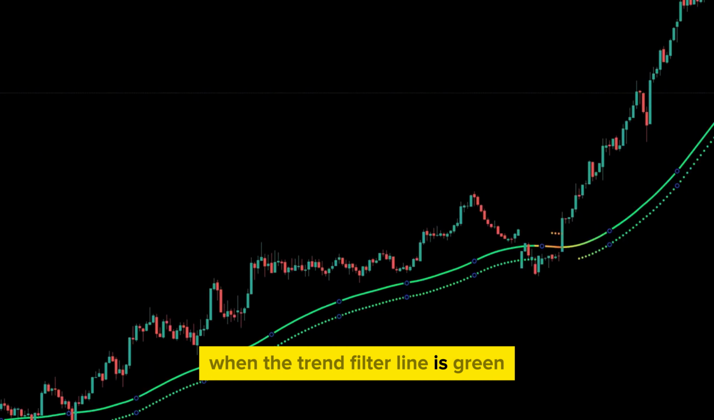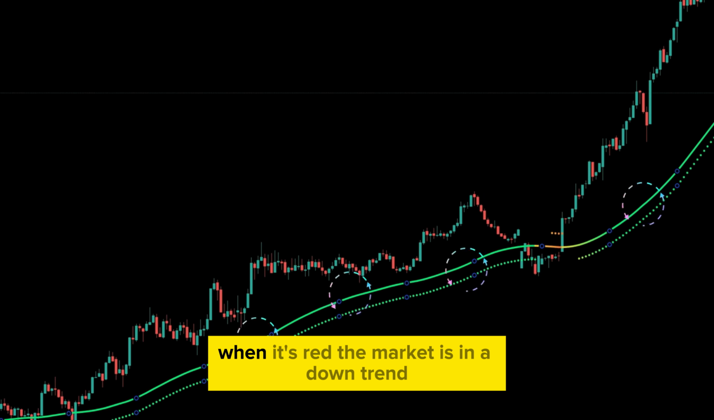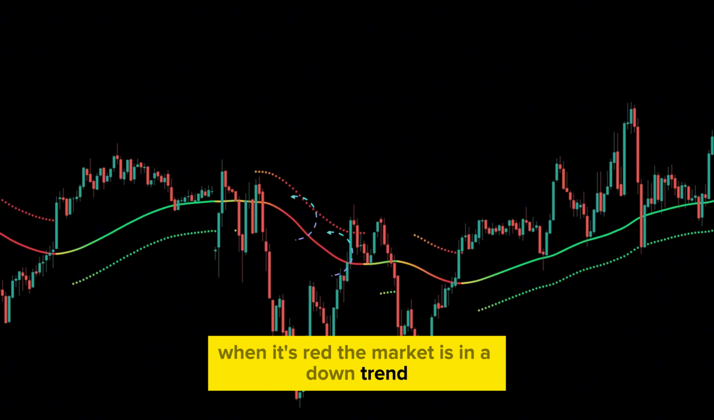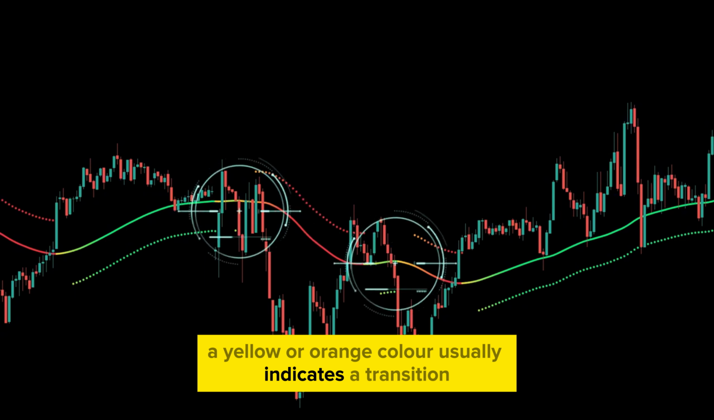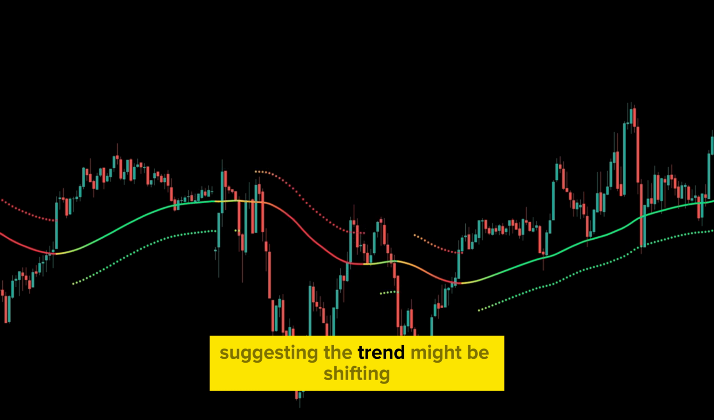When the trend filter line is green, the market is in an uptrend. When it's red, the market is in a downtrend. A yellow or orange color usually indicates a transition, suggesting the trend might be shifting.